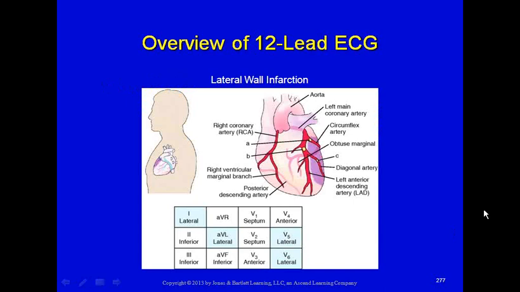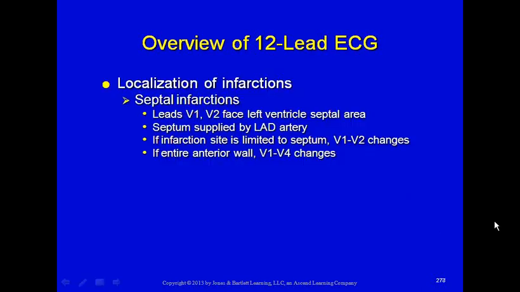1, AVL, V5, and V6 look at that lateral wall of the left side of the heart. Septal infarcts, that's where if all we have are elevated ST segments in V1 and V2, V1 and V2 look at the septum, and the septum is supplied by the LAD. So if an infarct is limited just to the septum, you'll just see changes in V1 and V2.